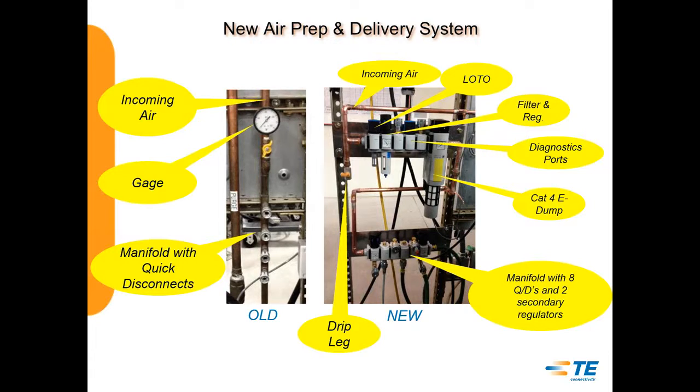And then it fed a manifold in the bottom that allowed us to have 8 quick disconnects and 2 secondary regulators, which would allow us to turn the air pressure down for some smaller stuff to 35 or 45 rather than using the 85 or 90 psi that's on the plant system. So that was a big improvement for us.